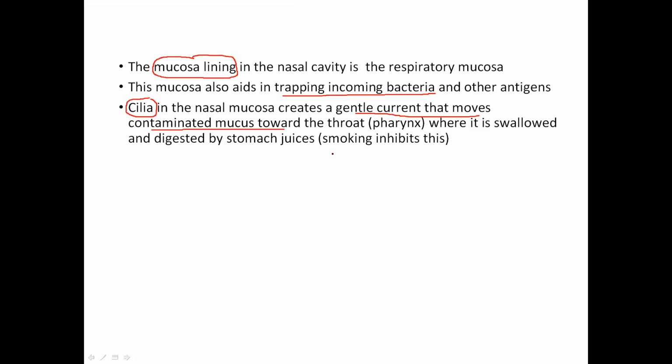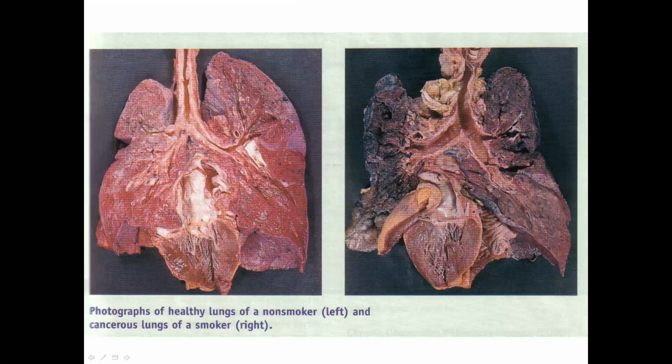Smoking does inhibit this action. So the longer you smoke and the more you smoke, the less mucus you produce and the more you damage the cilia. If you end up swallowing the saliva and the mucus, the stomach gastric juices usually take care of the particles and antigens found in that.